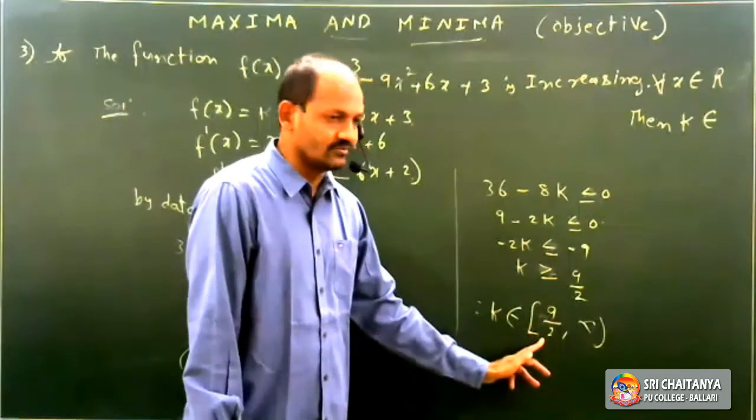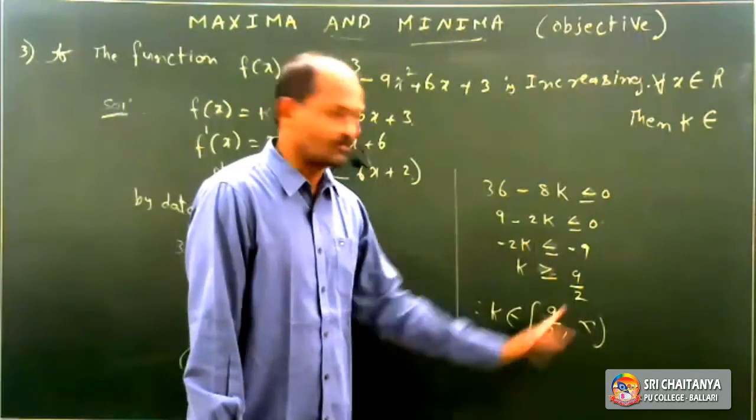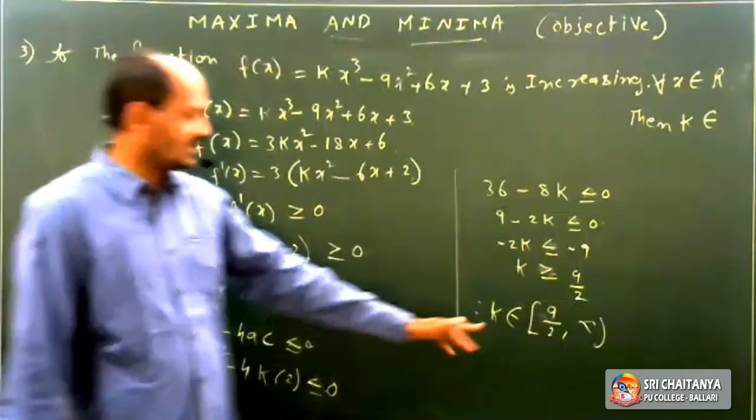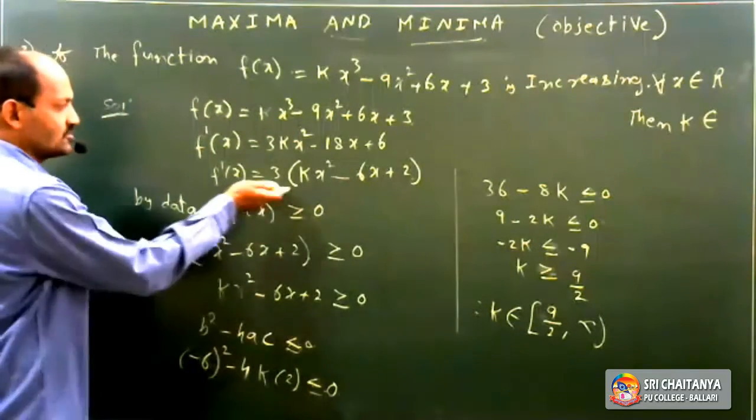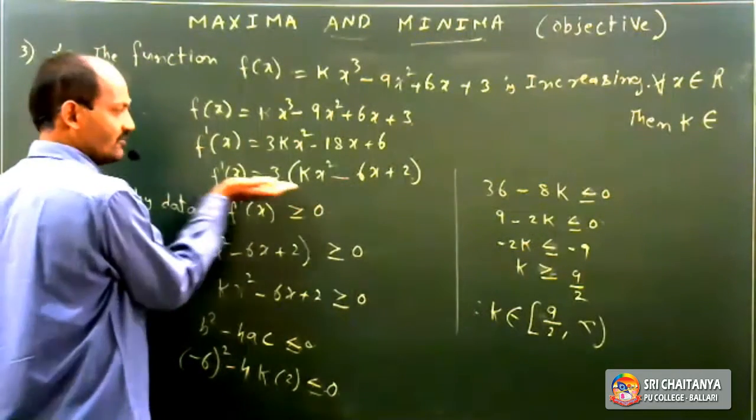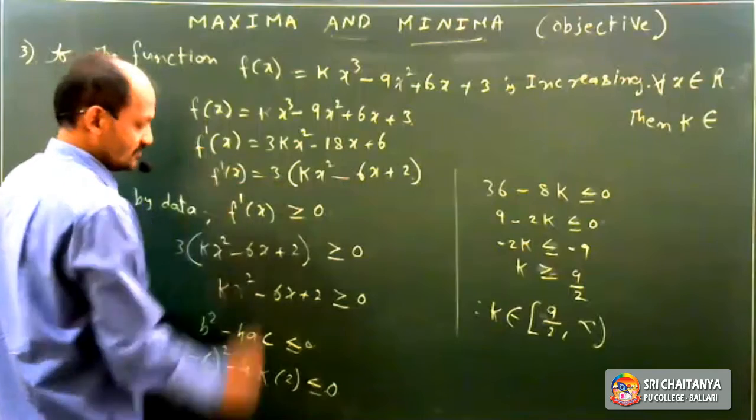It is 9 by 2, that means 4.5, 4.5 to infinity. So k value is 5, 6, 7, 8, 9 and so on up to infinity. Substitute in this interval, in this first derivative, we get positive. You can write down.